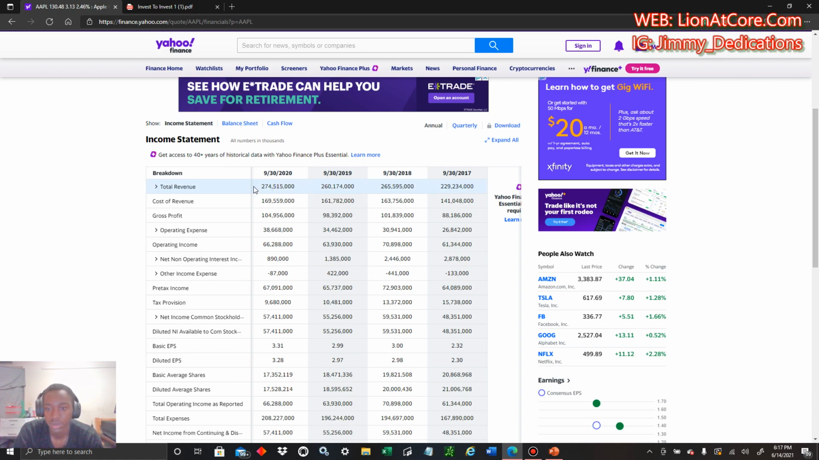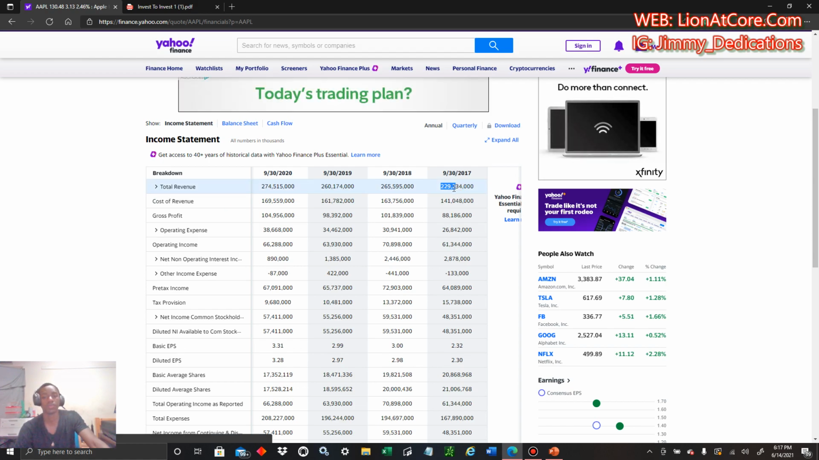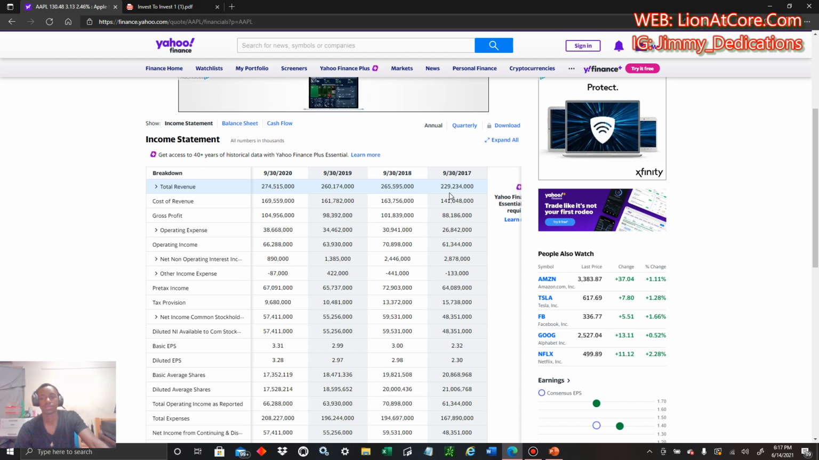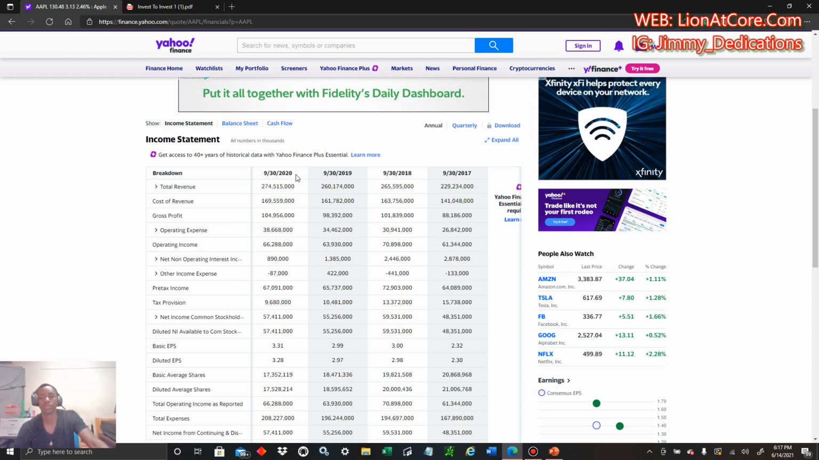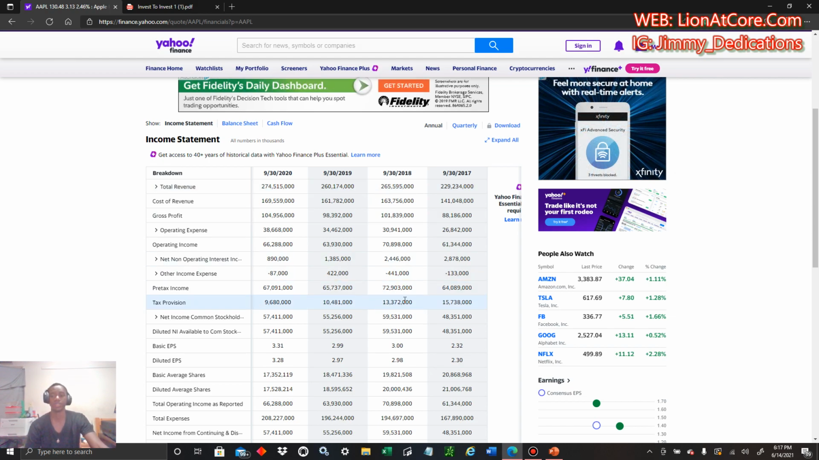Now their revenue is up to 274 billion from 260 billion, 265 to 29. Looks pretty good to me. I mean, their revenue grew about 50,000 million in 3 years, 4 years. I ain't no math genius.